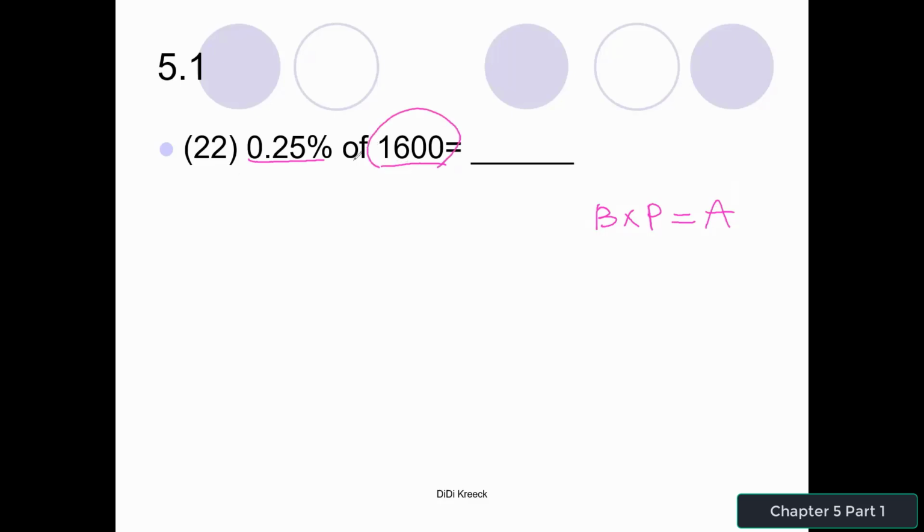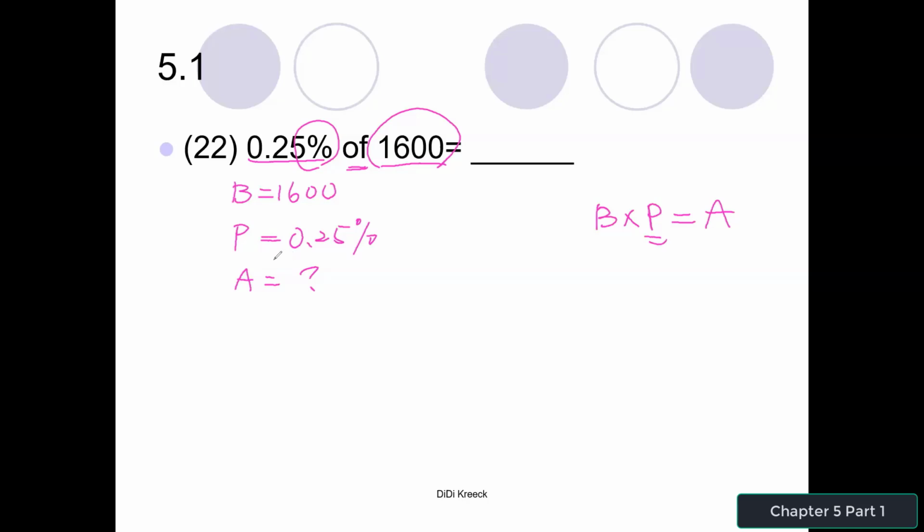Base is the whole amount, always normally followed by the word "of." So base is 1,600, okay? And percent is the number that comes with the percent symbol. So percent equals 0.25. So here we are looking for the amount.